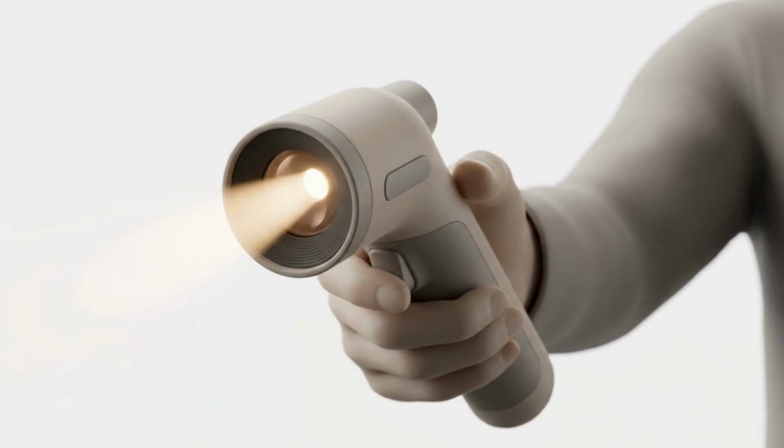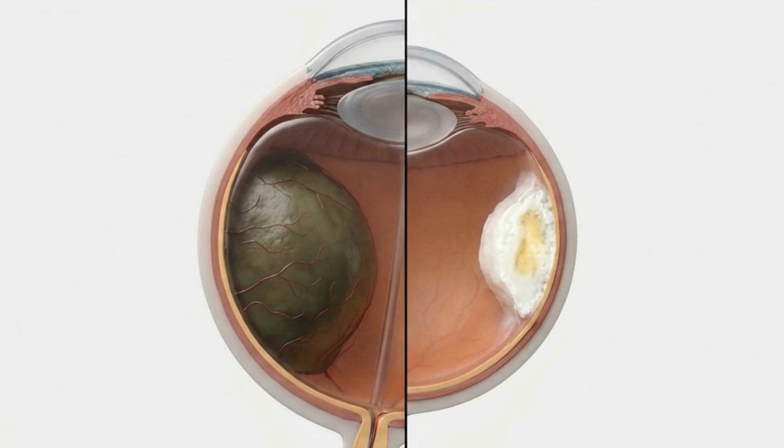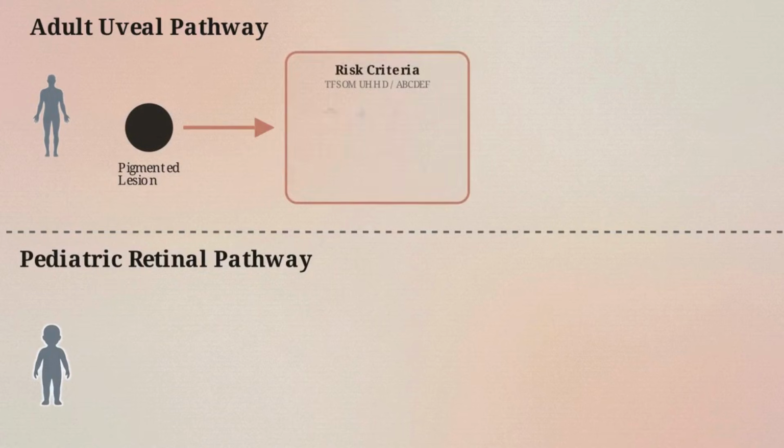The risk of rapid, lethal metastases in these young patients is simply too high. Effective oncological management requires committing these divergent clinical pathways to memory. Let's look at the final comparative decision matrix. For the adult uveal tract, we track the initial pigmented lesion through the TFS-OM-UHD or ABCDEF criteria, calculating the risk profile before determining an intervention.